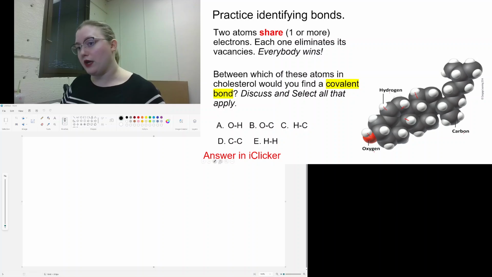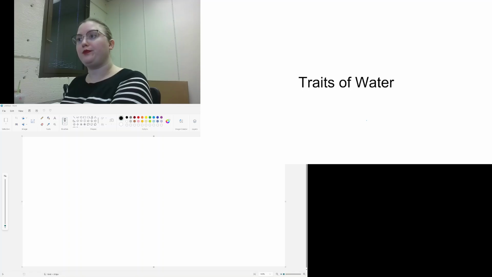And then we also have carbon bonded to carbon, anywhere these dark gray spheres touch each other. And then we have carbon bonded to oxygen. So looking at all of these bonds, go ahead and make your selection on which of these covalent bonds is present in cholesterol, and we'll move on.